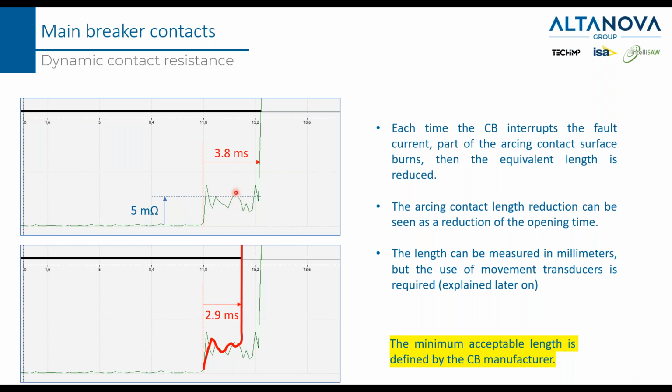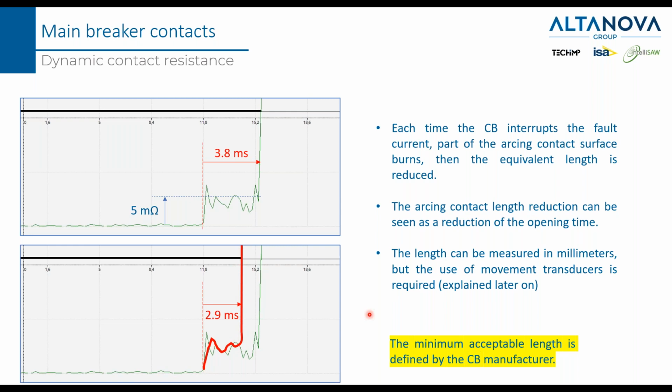But not only the average value, also the part that is burned reduces its conductivity. This means increased resistivity. So from a situation like this, we can notice a shorter time. For example, this is a possible result of an arcing contact that is a little bit burned on its surface.